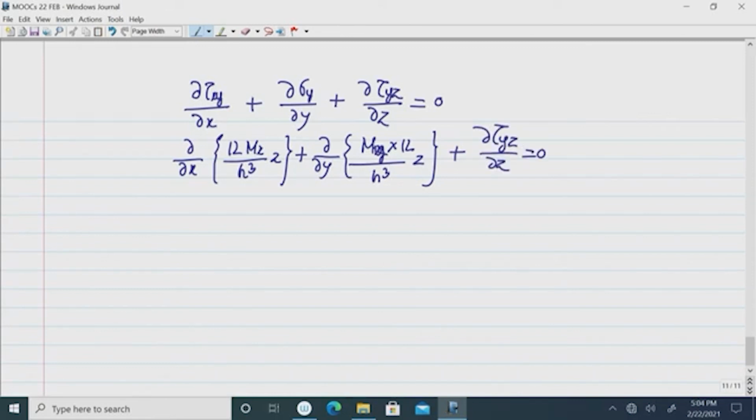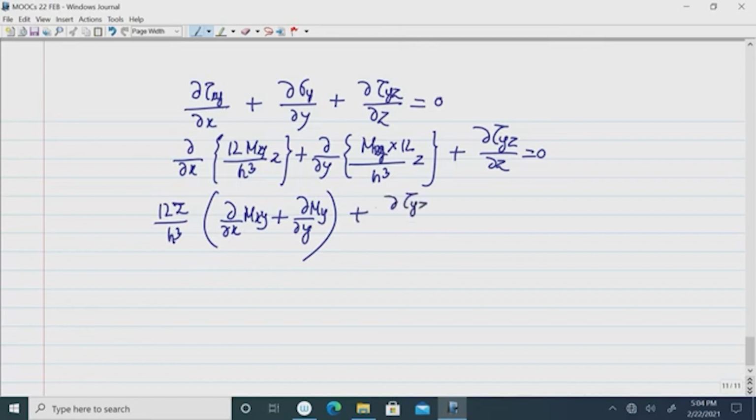Similarly, we can understand that ultimately we get an equation: del m x y by del x plus del m y by del y, with 12 z by h cube taken outside, plus del tau yz by del z equal to 0. This quantity is known as q y.